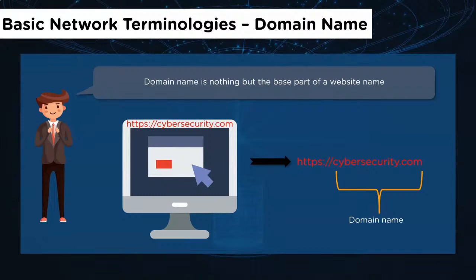So here's the example. It is HTTPS, which means that it is a secure website, port 443, and we're connecting to cybersecurity.com. Cybersecurity.com becomes a domain name. HTTPS becomes a protocol that we want to utilize to connect to that particular website.